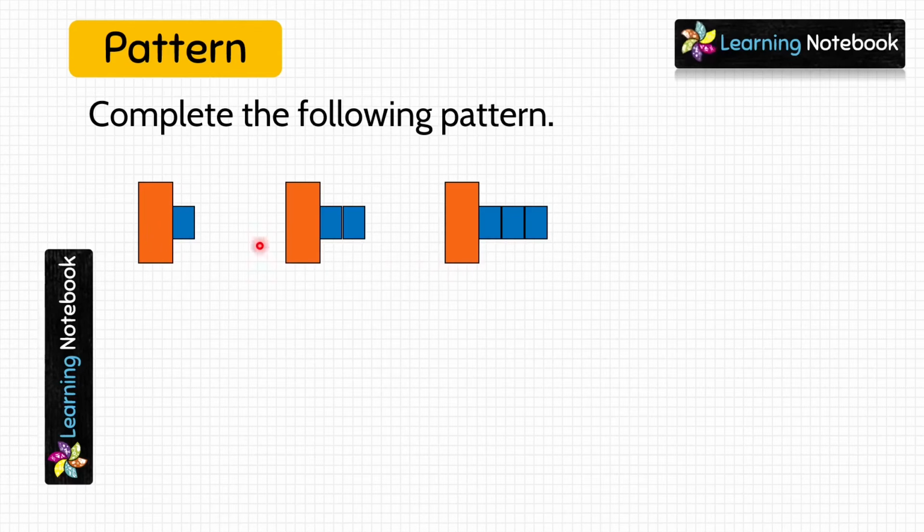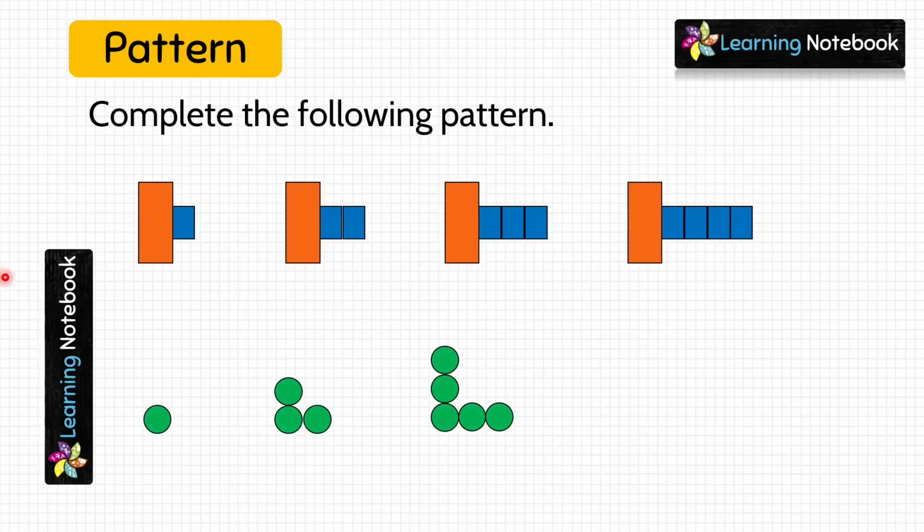But this blue rectangle is increasing by 1 in each figure. See, in first figure, blue rectangle is 1. In second figure, blue rectangles are 2. And then in third figure, there are 3 blue rectangles, while there is only 1 orange rectangle in all these 3 figures. So, what should be the next figure in this pattern? In the next figure, we should have 1 orange rectangle and how many blue rectangles? Yes, 4. 4 blue rectangles. So, this is the way we have completed this pattern.